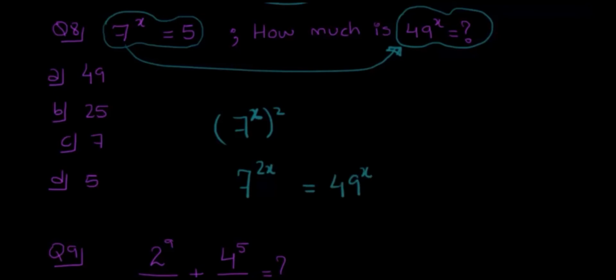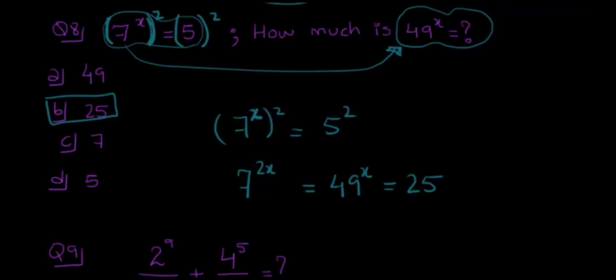Now, if they squared the left side, they have to square the right side as well. It's an equation. Whatever happened on the left-hand side has to happen on the right-hand side as well. So 5 has to be squared too. 5 squared is 25. That's your answer. So all they did is squared both sides. Next question, question number 9.